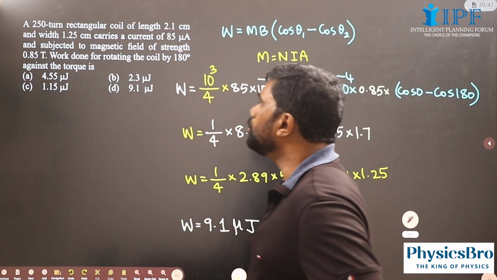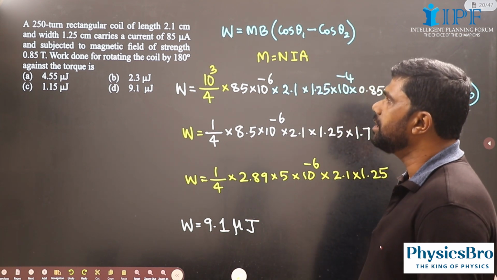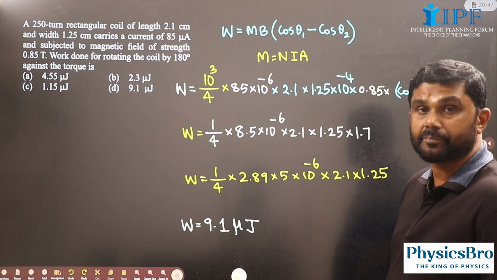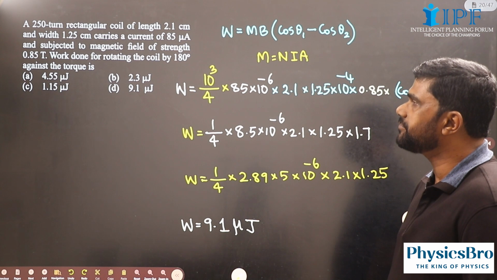Now a 250 turn rectangular coil of 2.1 centimeter length and 1.25 centimeter width carries a current of 85 microampere and is subjected to a magnetic field of strength 0.85 Tesla.